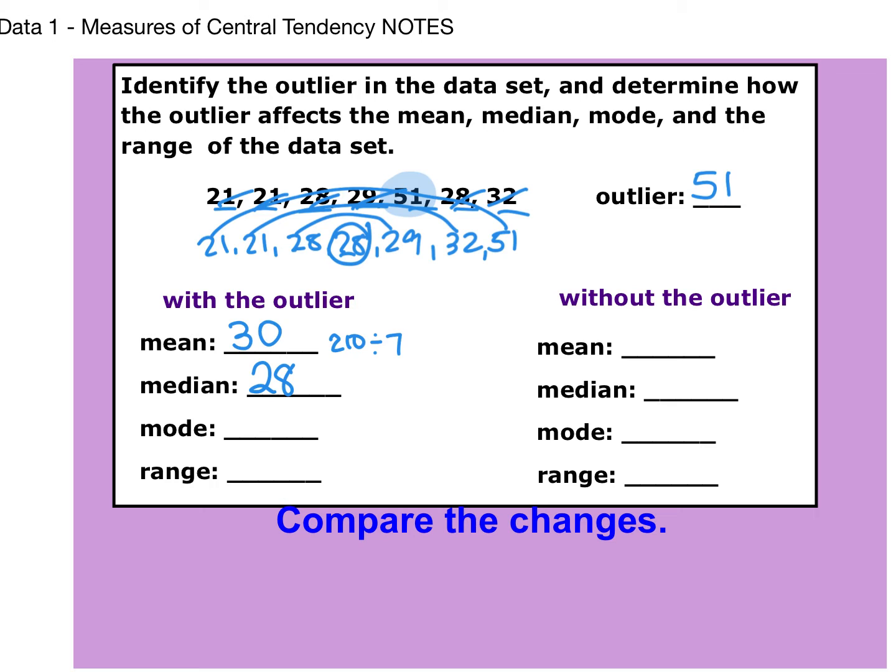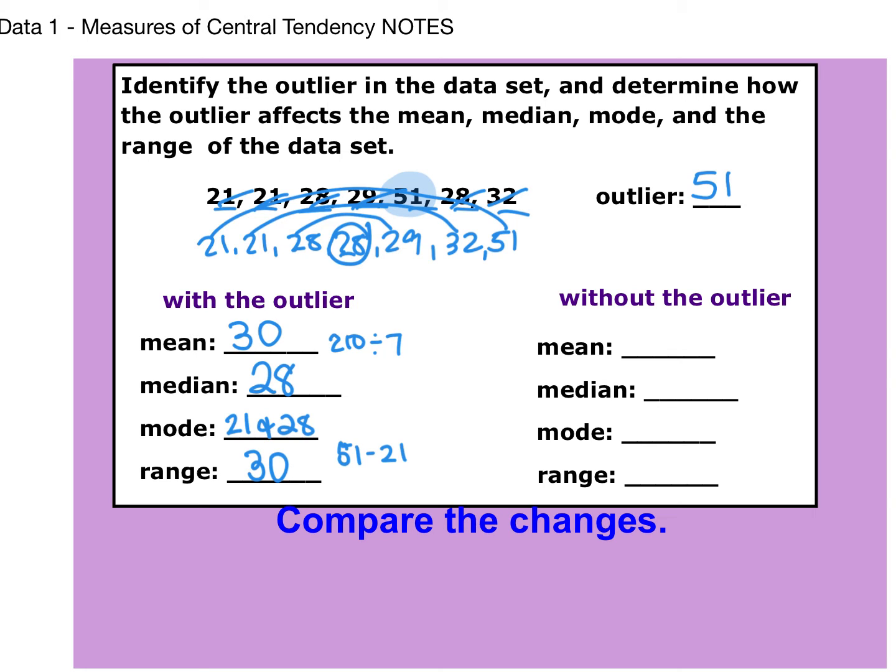All right, mode. I see two numbers that appear twice on the list and everything else appears once. So I have two modes in this case, 21 and 28. And finally, the range. I would like to see a little bit of work on this. I just want to see what numbers you're using. The high number, 51 minus 21. So our range is 30.